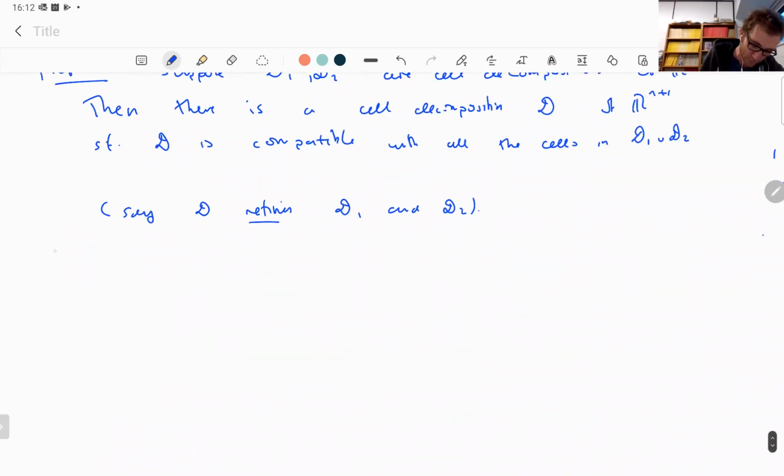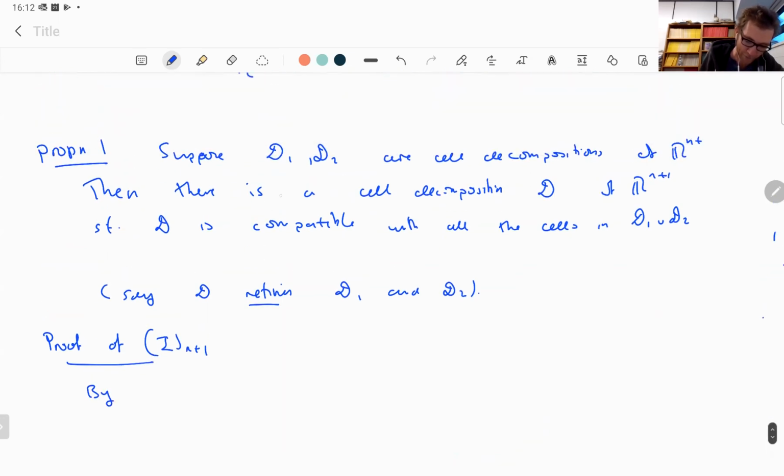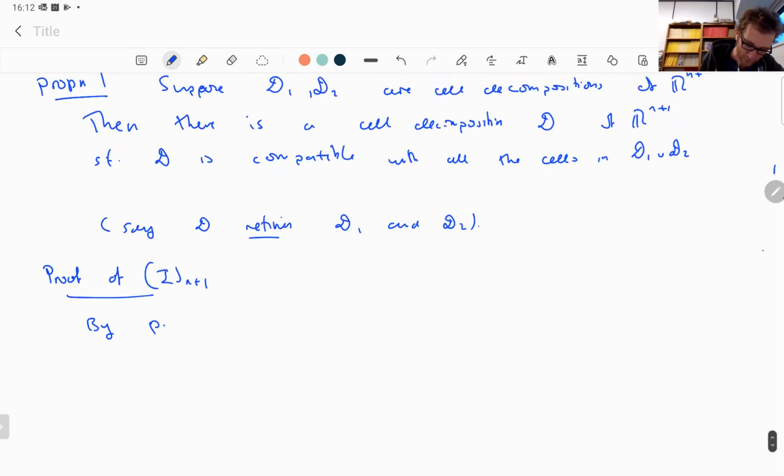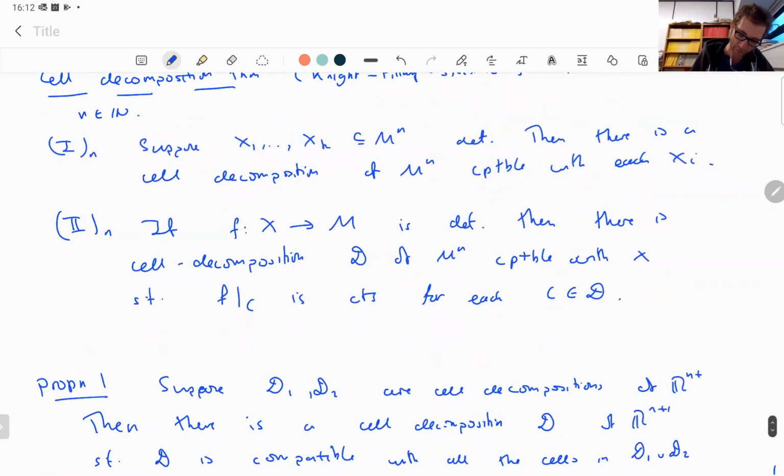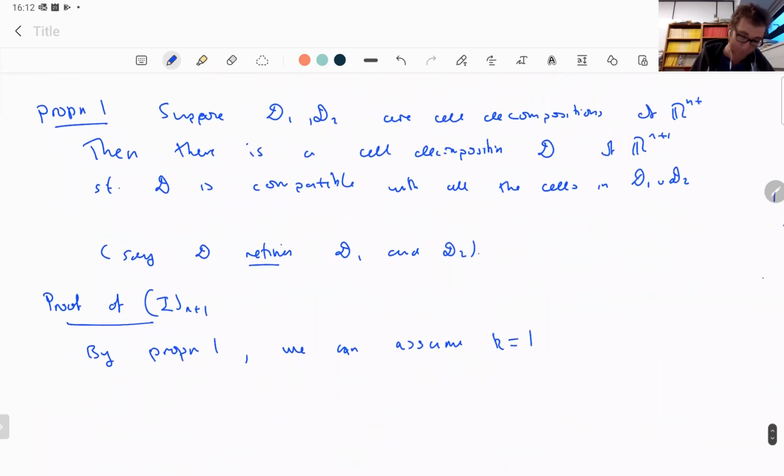So proof of 1n plus 1. By this proposition 1 here, we can assume k, so the number of sets we've got, is 1.